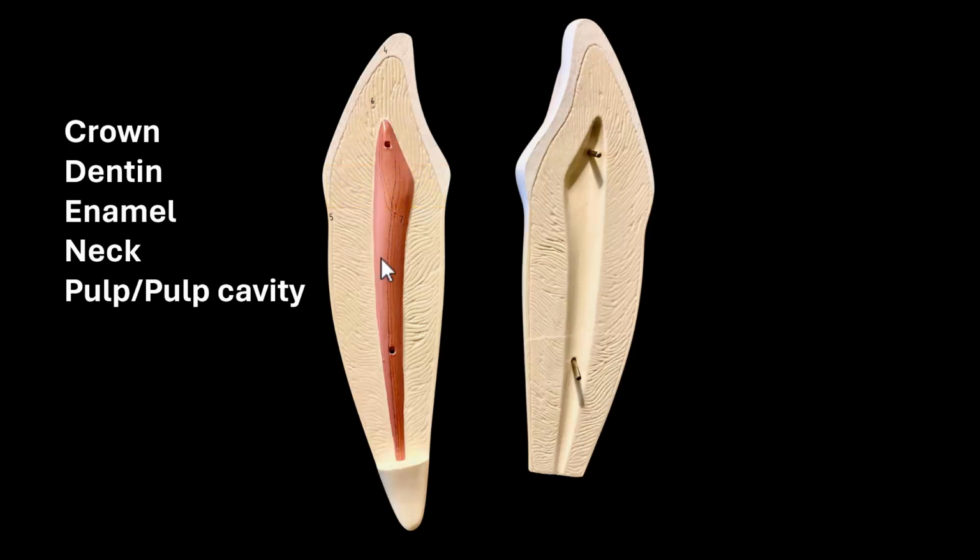Next we have the pulp, and here's some nerves and blood vessels running through the root canal. And so here's the root. Oh, and by the way, here's the pulp cavity, and then the root canal. Again, what runs through the root canal is going to be blood vessels and nerves.